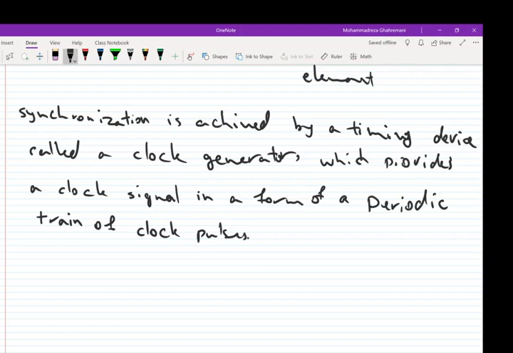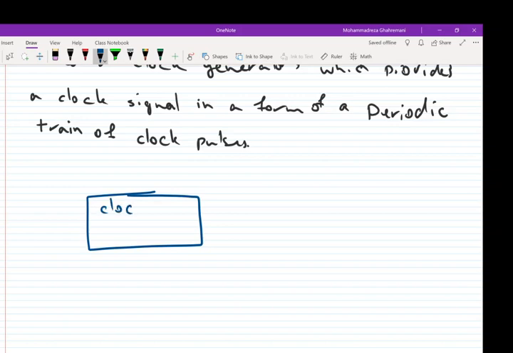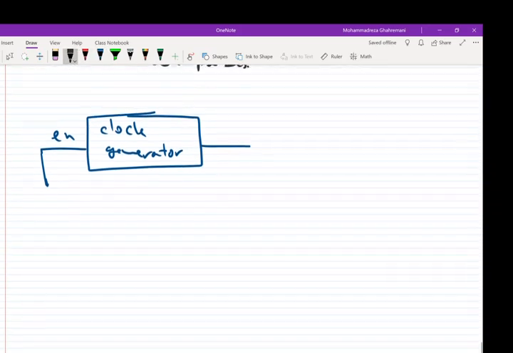Okay, so let's assume we have a clock generator here. Of course, this clock generator has an input called enable. We can turn it on and off. And the output of this clock generator is in this form.